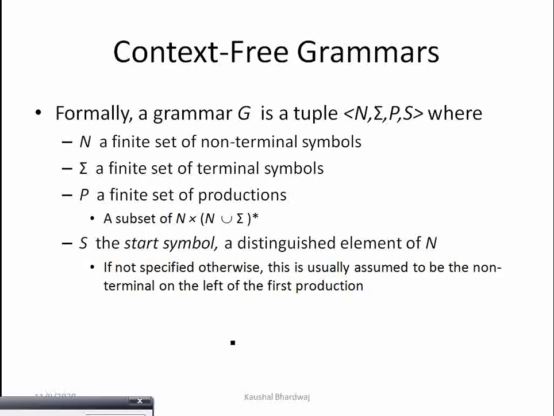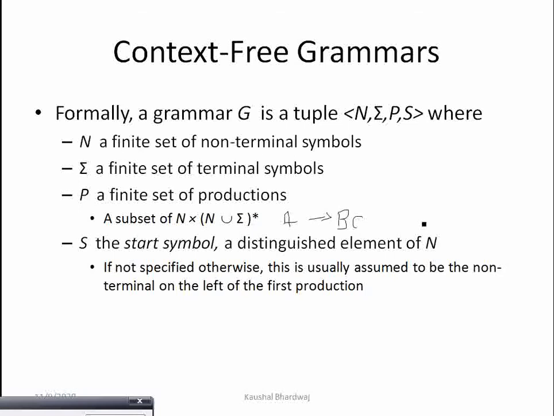Now let me tell you about context-free grammars, which are a four-tuple where N is a finite set of non-terminal symbols, Sigma is a finite set of terminal symbols, and P is a set of productions. You can understand a production as something like A derives B.